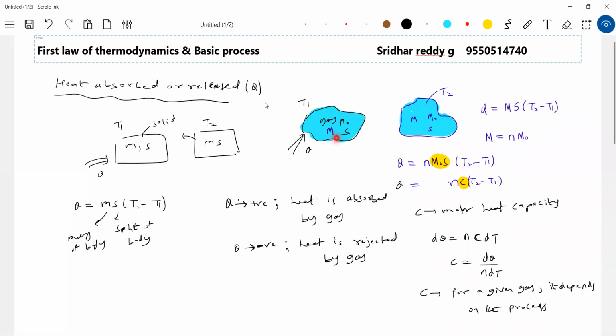Okay, if a body absorbs heat, so we take positive, the temperature of that will increase. If a body gives out heat, the temperature of that decreases. So these are the conventions we are putting. So if a body absorbs heat, Q will be positive. If a body rejects or releases heat, heat is rejected by gas.